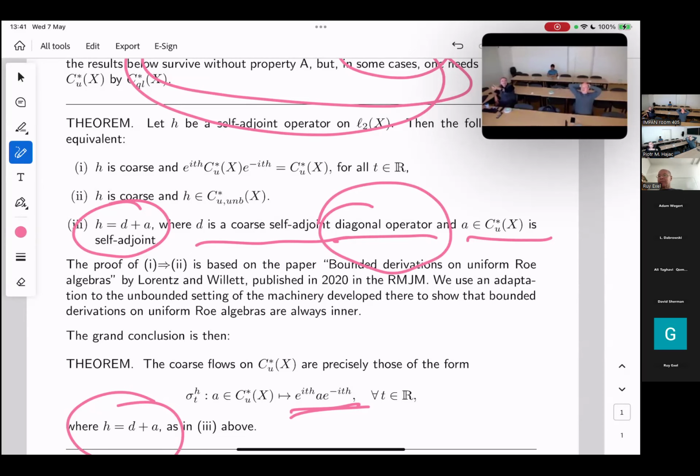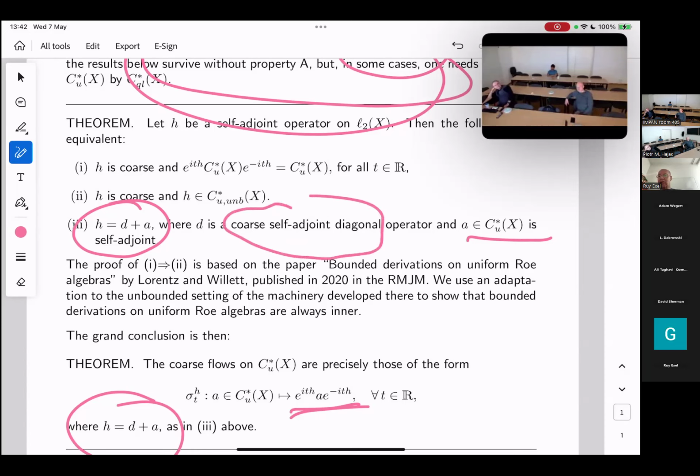You are saying that this is an operator on L2. My intuition is that you have this property if you take an element in your uniform Roe algebra, but you deviate from it just by going unbounded, but only in this coarse diagonal way. Yeah, exactly. Maybe I should have emphasized here, but this guy is possibly unbounded.